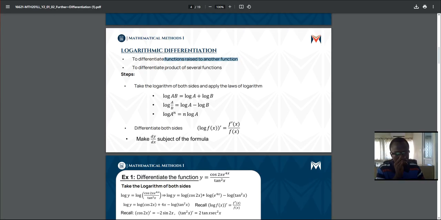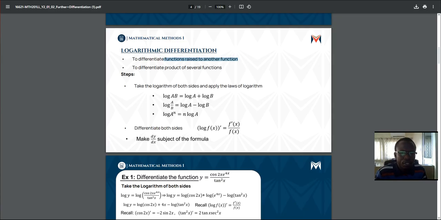So first you have to identify the function and see which methods you can apply. If it's a function where you can go ahead and use the product rule, chain rule, or power rule, then go ahead.